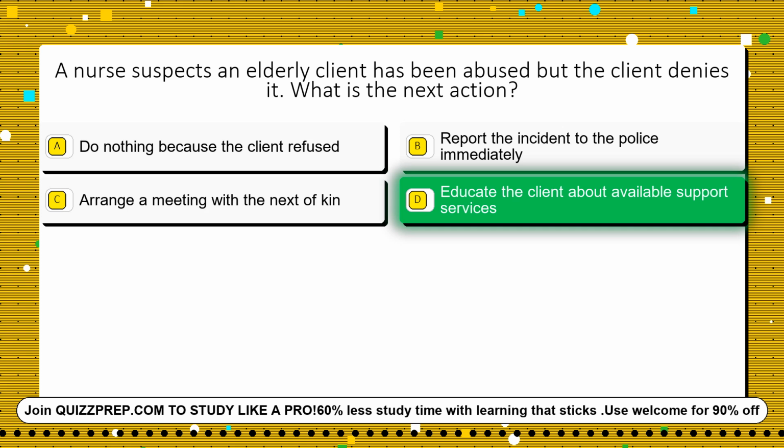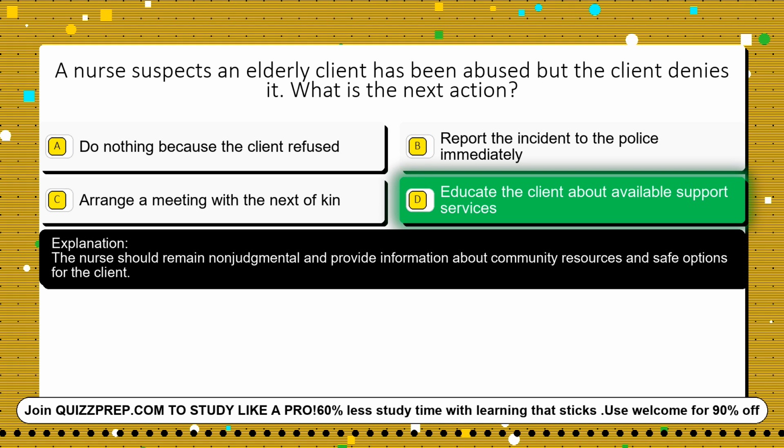The correct answer is option D. Educate the client about available support services. The nurse should remain non-judgmental and provide information about community resources and safe options for the client.